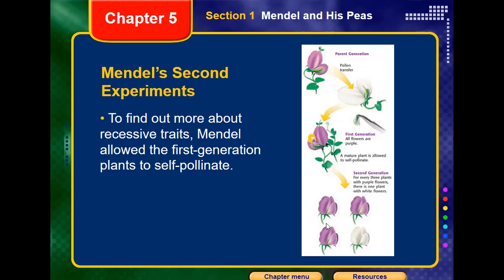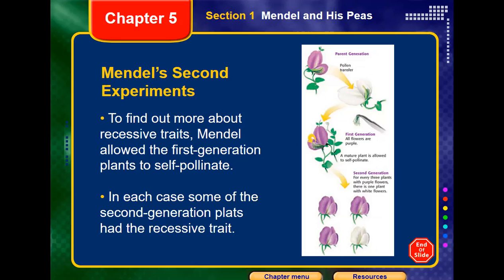Here we find the produced second generation, which already has a ratio of 3 purple flowers to 1 white flower, or 75% of the plants carry purple flowers, while only 25% carry white flowers. That was a second surprise for Mendel: how did this white reappear, although both parents were purple? Mendel doesn't know the explanation at that moment.